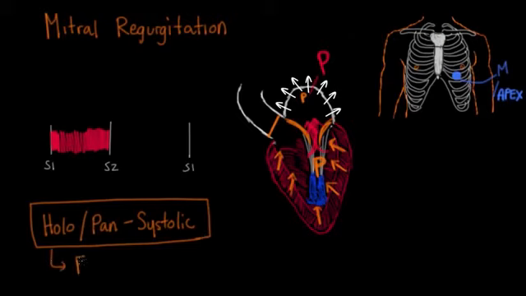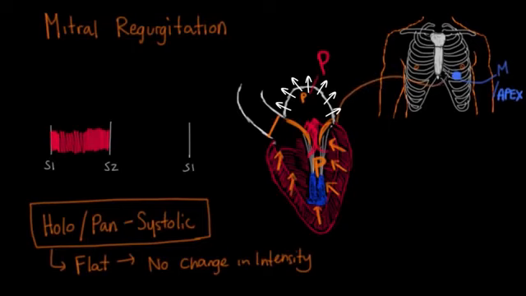In addition, it's also referred to as a flat murmur because the intensity does not change. And this murmur will actually radiate to the axilla. And so if you picture this valve kind of sitting in this general area somewhere, when blood flow goes back the other way, it's going to kind of be forced in the direction of this guy's armpit over here.